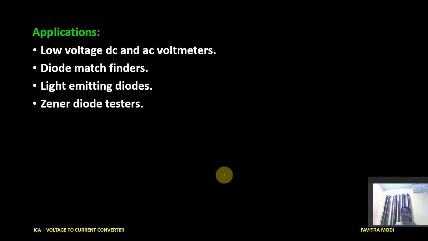And the applications of this circuit are low voltage DC and AC voltmeters, diode match finders, light emitting diodes, and Zener diode tester. We can use these circuits to test the diodes.